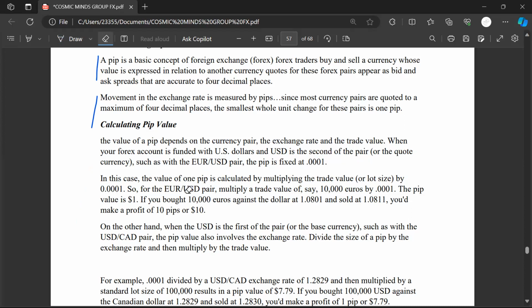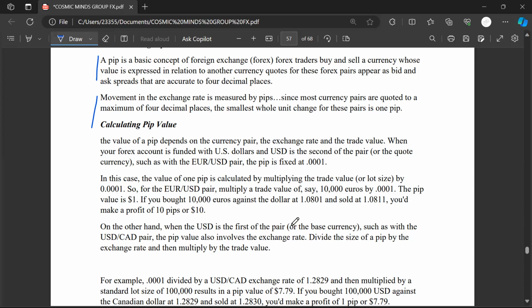We know our base currency and our quote currency, and if our capital is in USD, how do you calculate the pip value? You multiply the trade value, or let's say the lot size, by this pip decimal point. So we multiply the trade value, say 10,000 euros, by this, and the pip value is $1.